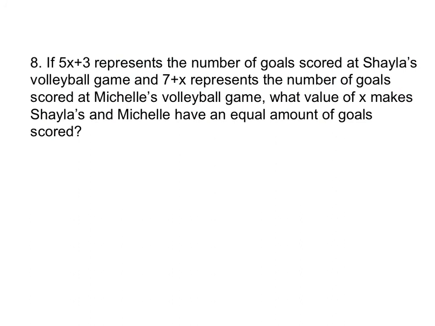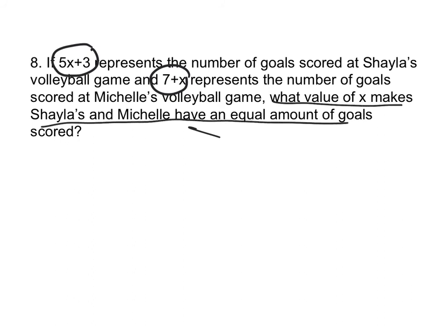Number 8. If 5x plus 3 represents the number of goals scored at Shayla's volleyball game, and 7 plus x represents the number of goals scored at Michelle's volleyball game, what value of x makes Shayla's and Michelle's have an equal amount of goals scored? So what's important is the 5x plus 3 and the 7 plus x. If you reread the question, it says, what value of x makes Shayla and Michelle have an equal amount of goals scored? Well, an equal amount literally means the equal sign. So we know we want them to be equal.